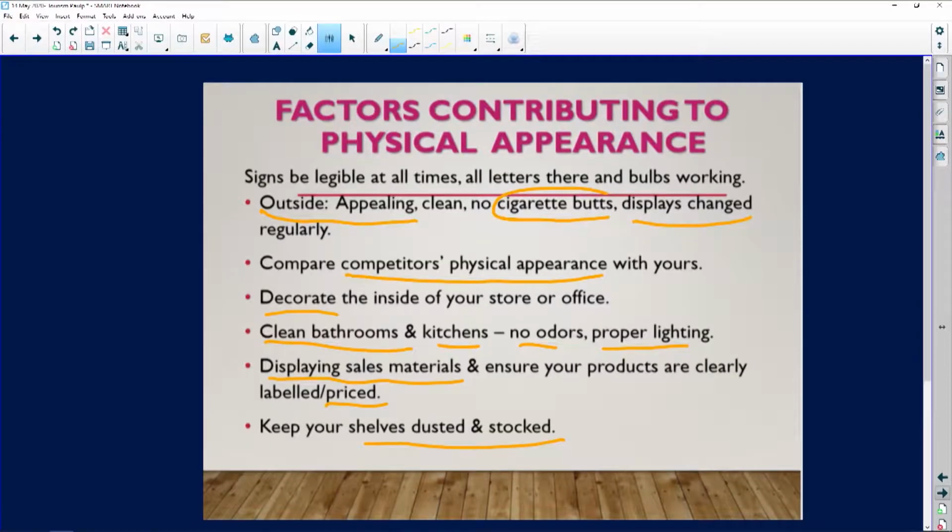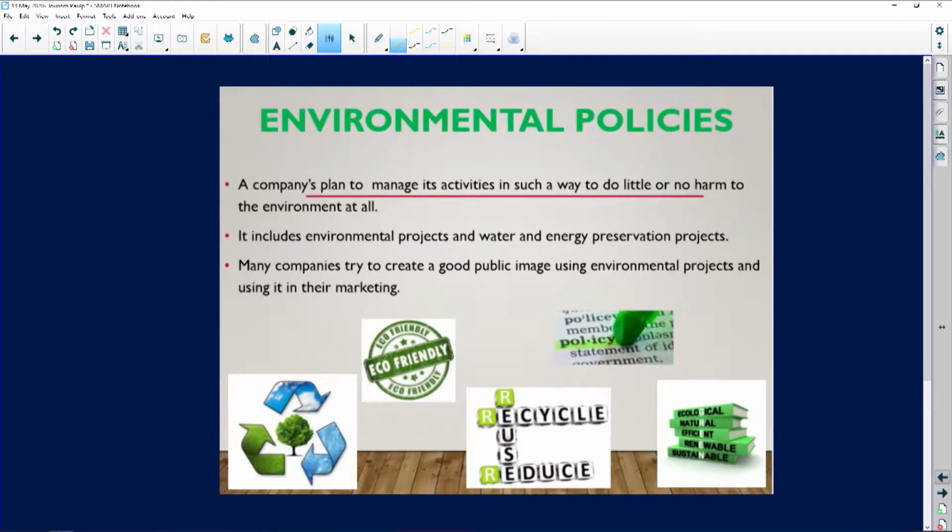All right. The next one, our environmental policies. Every company has a contribution to our environment. Every company has certain activities. And when they do and manage these activities in the right way, they want to communicate to customers that they do little or even no harm to the environment. So these are called environmental projects of the company, and it's normally about water and energy preservation. Now, if they communicate these type of projects to their customers in their marketing, it contributes a lot to the customer image of the company, the professional image.